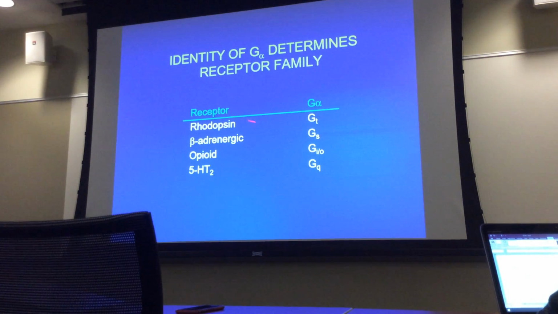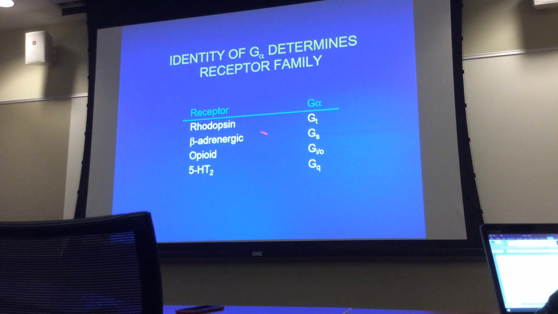So rhodopsin is the receptor in the rod outer segment of the retina. The rhodopsin is the protein that is activated by light. In the case of the rod outer segment, the agonist for this receptor is a photon of light. Okay, it's unusual for that reason. Rhodopsin does not bind to any other G-alpha other than transducin, GT.